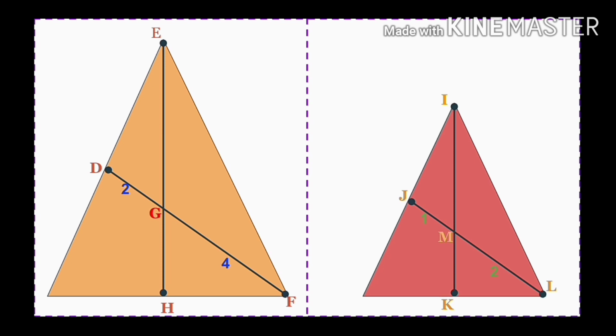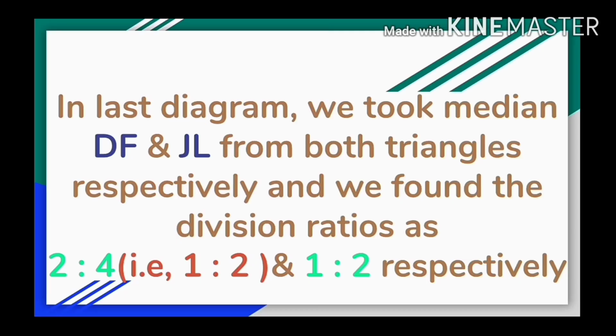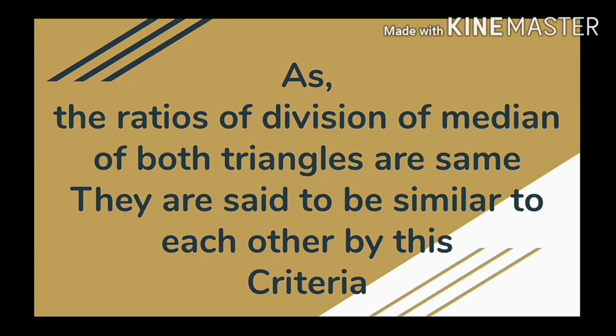We learned that the centroid divides the median into the ratio 2:1. Here we can see that the two medians and two centroids divide the two triangles into ratios. So now we take DF and JL from both triangles respectively, and we found the ratios as 2:4 and 1:2 respectively. As the ratios of division of median of both triangles are the same, they are said to be similar to each other by this criteria.